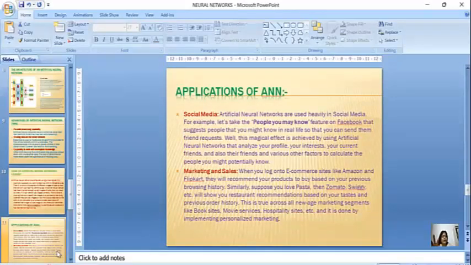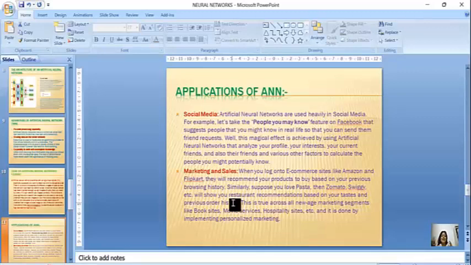Now, the next beautiful concept: what are the applications? Where are the applications of ANN? First and most important application is in social media. You know very well, children, that one of the most important applications of AI with the artificial neural network is social media. In Facebook, many times the notification comes that "people you may know" is a feature of Facebook. It suggests people that you must know in real life so that you can send them a friend request. This magical effect is achieved by using the artificial neural network.